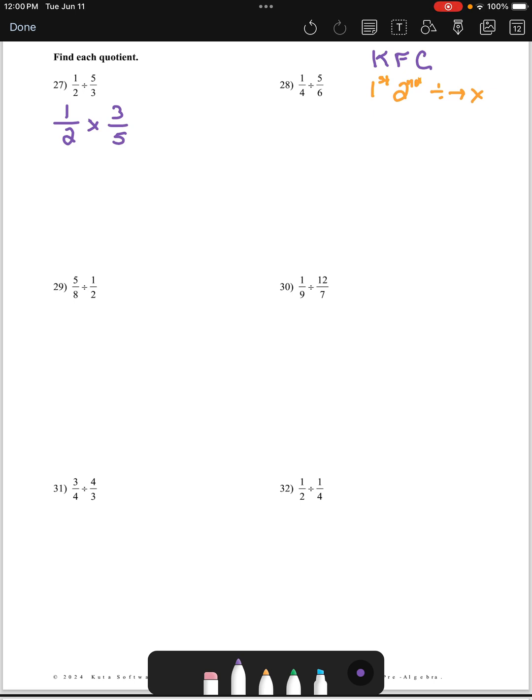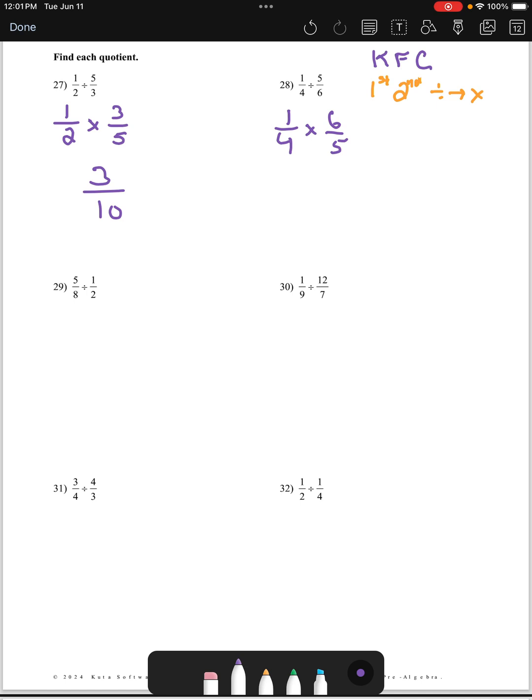So, keep the first fraction. Flip the second fraction, and change the division to multiplication. This is another instance where I don't terribly mind you using the old x for multiplication. Look to see if you can simplify. 1 and 5, no. 2 and 3, no. All right, multiply straight across. 1 times 3 is 3, 2 times 5 is 10, and we're done.